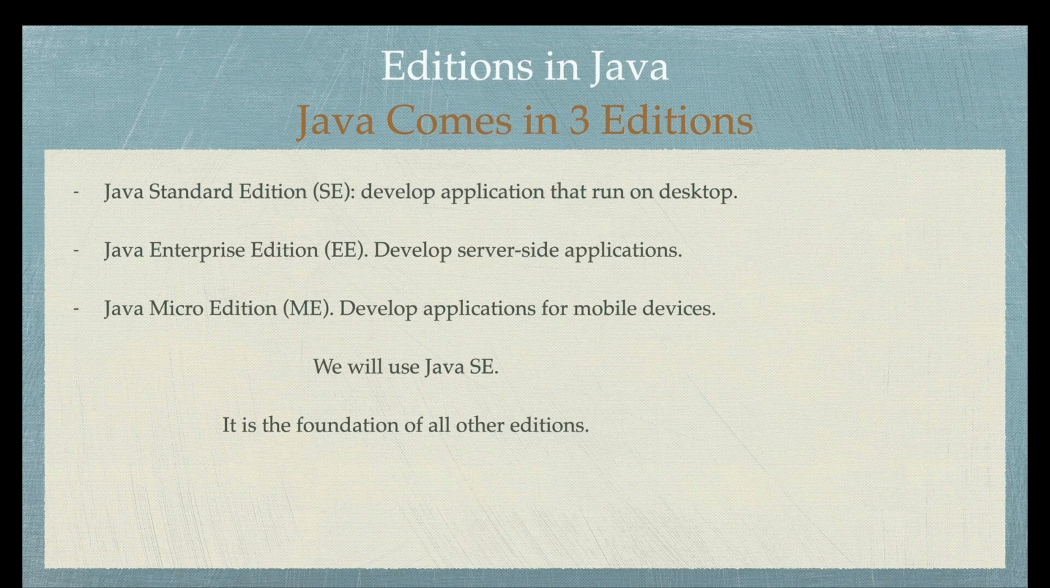Editions in Java. Java comes in three editions. First is called Java Standard Edition or Java SE. It is used for developing applications that run on desktop. Then comes Java Enterprise Edition. Java EE is used in enterprise level programs and for developing server side applications. So we will be using Java SE as it is the foundation for all editions, right?